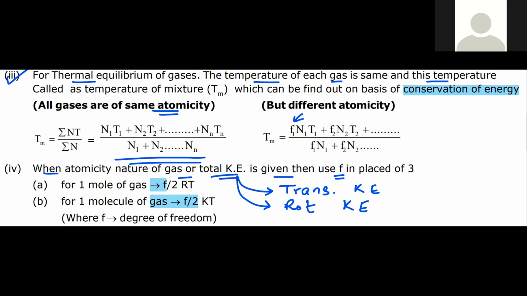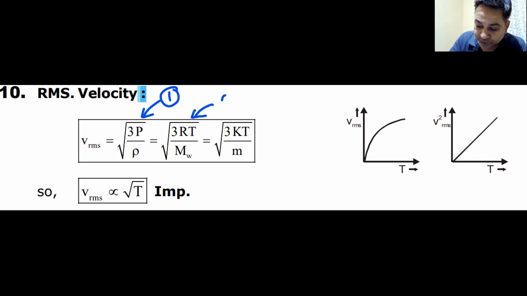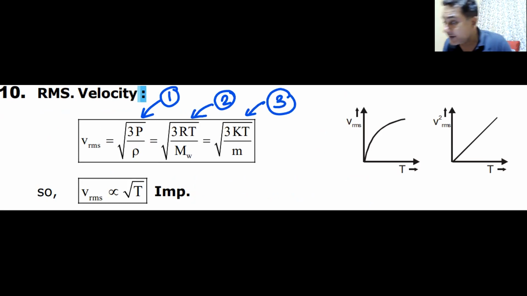So now it's my duty to move on to the next thing, and the most important thing. It looks like this: the formula for the RMS velocity. There are 3 different ways in which this formula can be written. This is way number 1, this is way number 2, and this is way number 3.